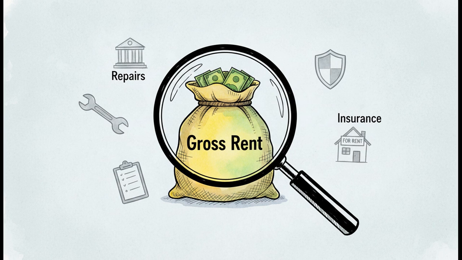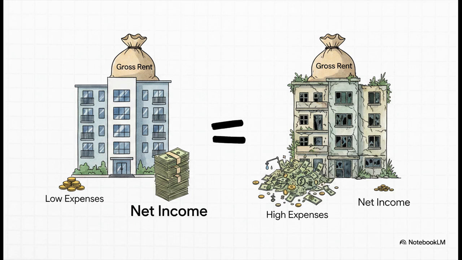Okay, here's the catch. The GRM is all about gross rent. That means it completely ignores every single cost of owning that property. We're talking repairs, property taxes, insurance, management fees. Heck, it doesn't even account for the fact that you might have a vacancy and no rent coming in at all. And this is a huge deal.